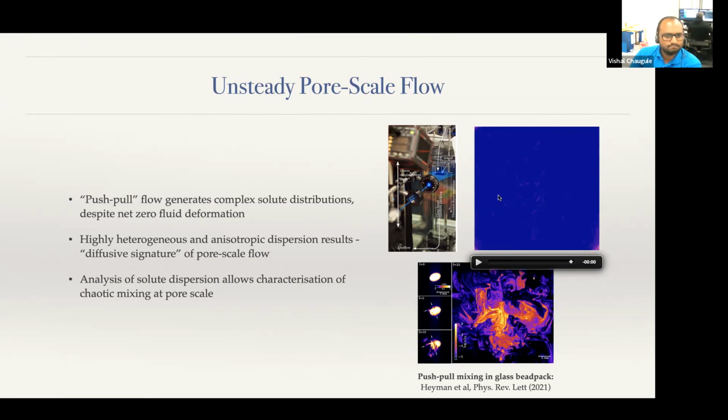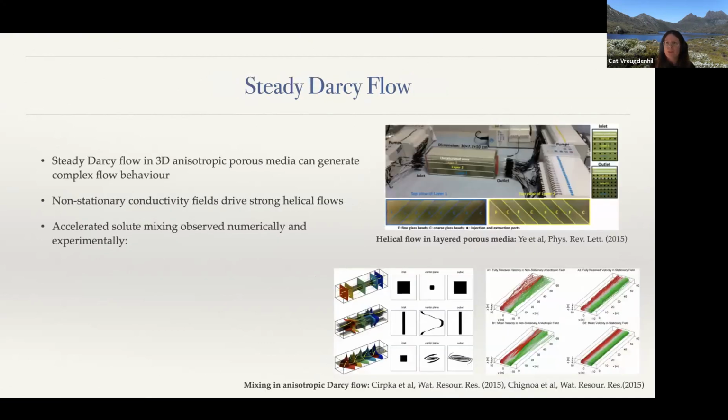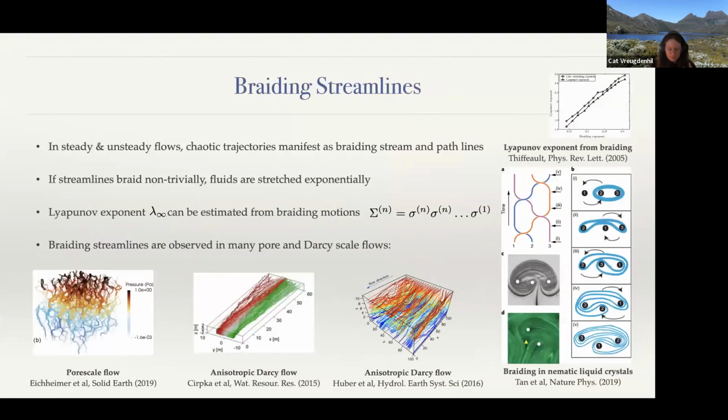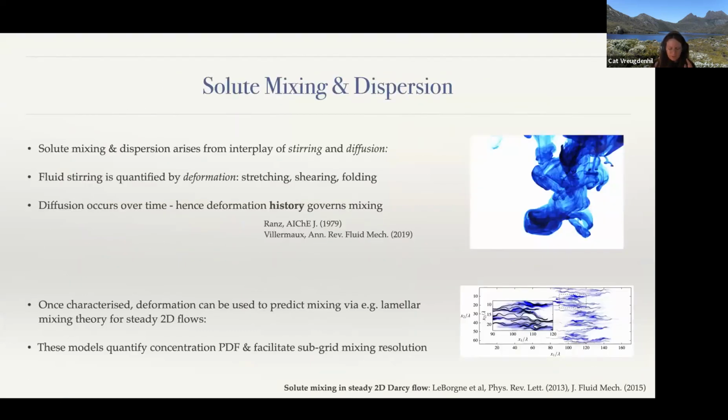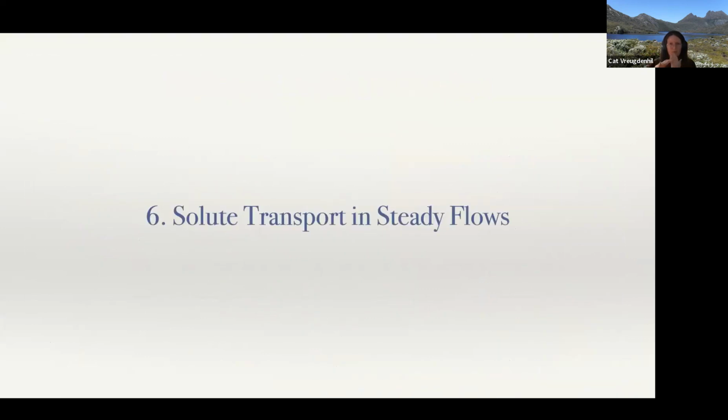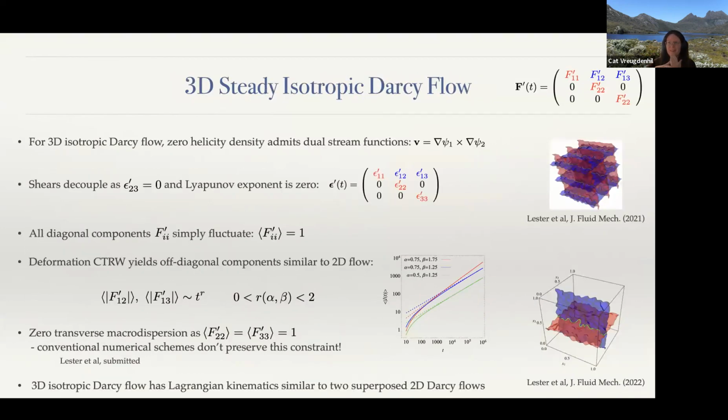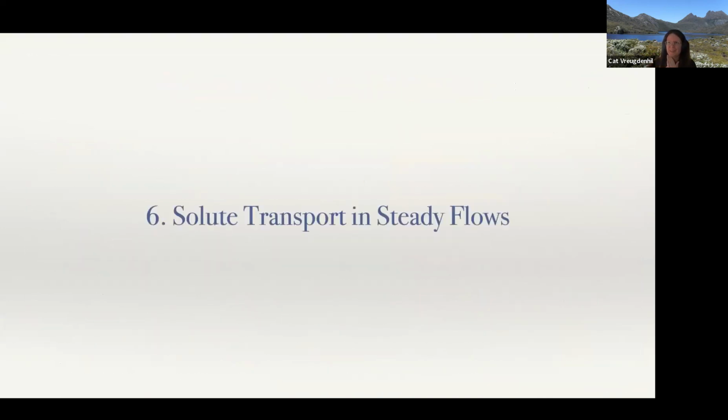It's fine. I've got a quick question. Yeah, so this was on the 3D steady isotropic Darcy flow. I think you have a slide on that. So I thought it was a really cool result that you had, that you're saying it was more like 2D kind of flows overlapping on each other.